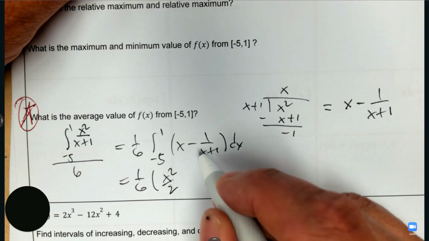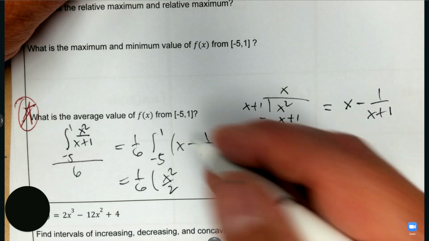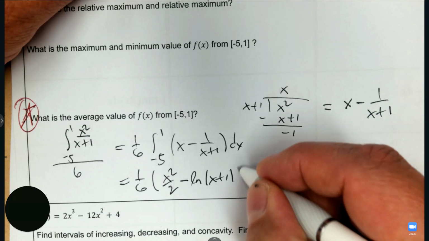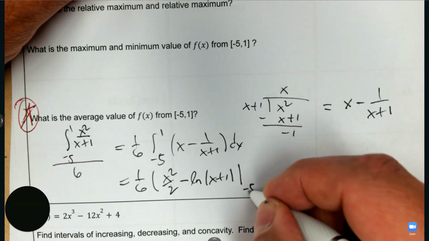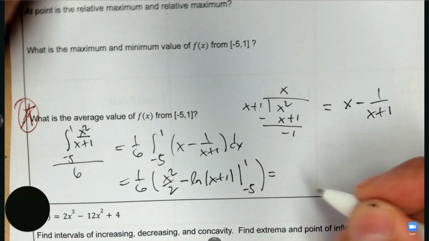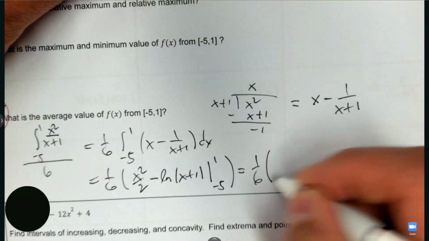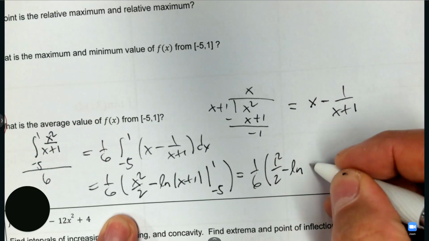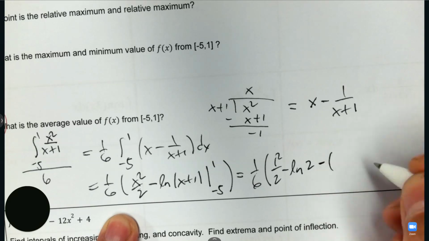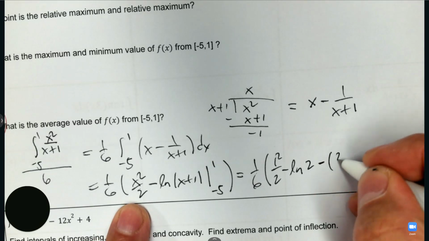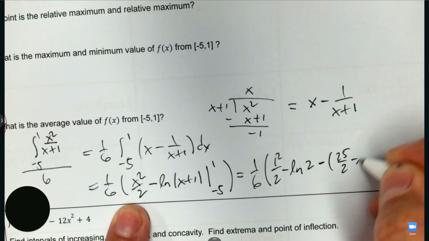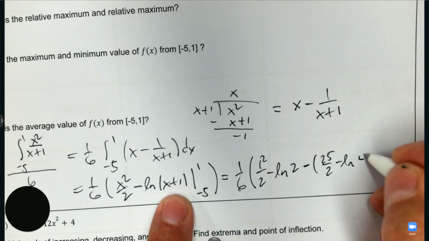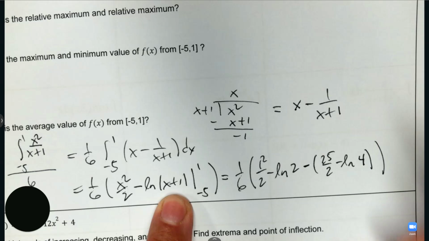So the derivative of x plus 1 is 1. There's no adjustment needed. That's just ln of the absolute value of x plus 1, and that's from negative 5 to 1. And then you just plug in and get your answer. So we'll plug in 1 first, subtract, and then we'll plug in negative 5. Negative 5 plus 1 is negative 4, absolute value, and we're done.